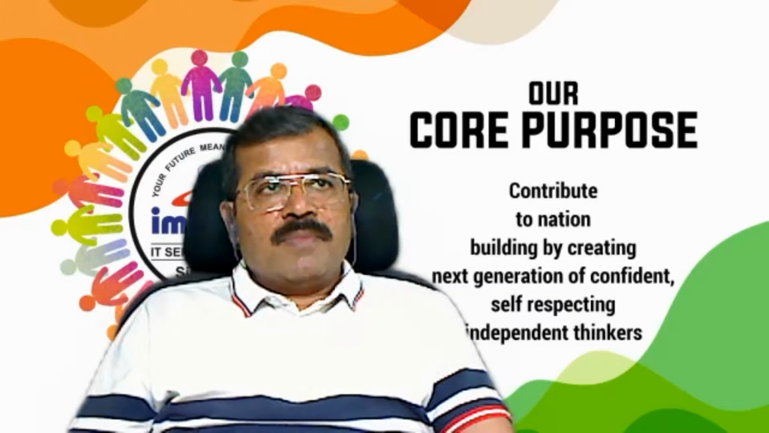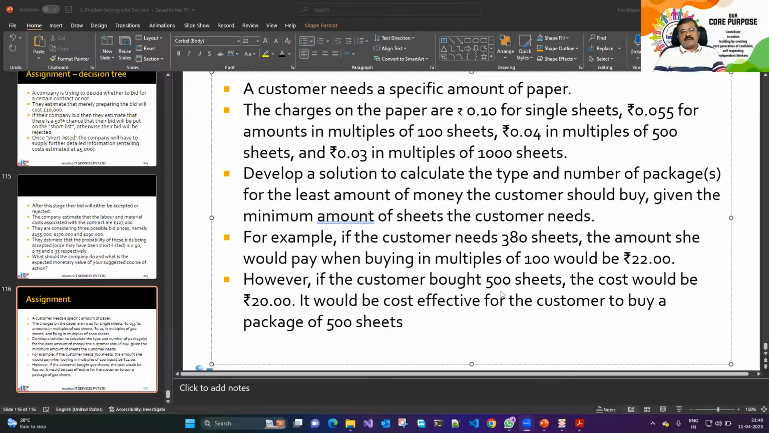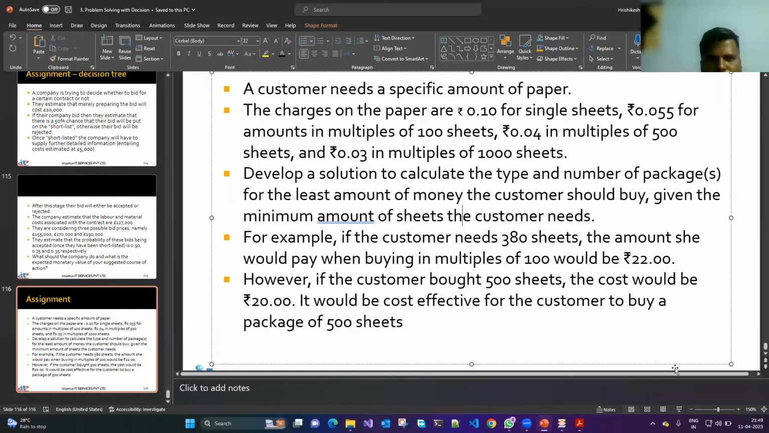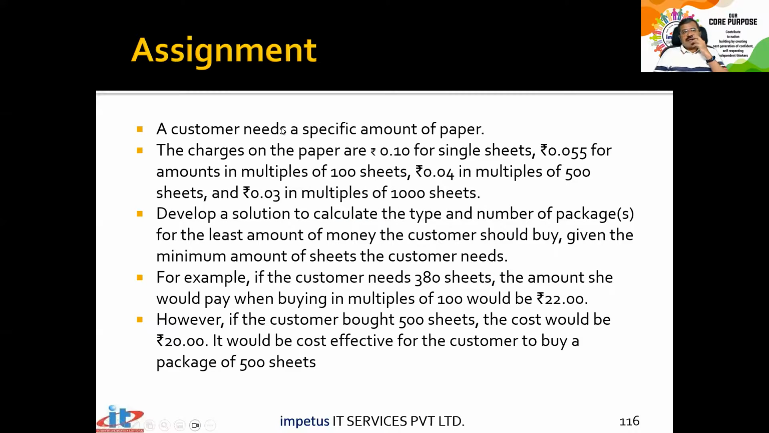Pay attention. Have a look at the problem statement. Is the screen visible? Yes, sir. It says a customer needs a specific amount of paper. So the customer is willing to purchase some paper. customer को paper चाहिए. The charges for the paper are 10 for a single sheet.